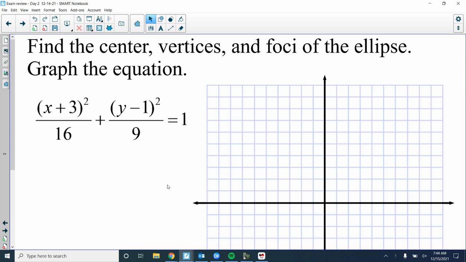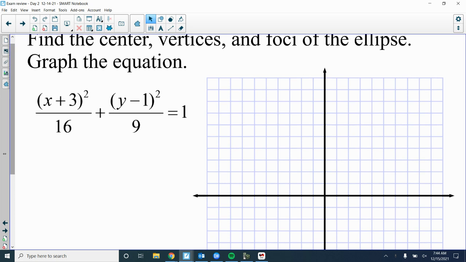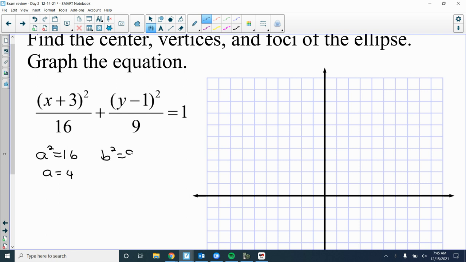So in this case here, in an ellipse, remember a squared is always the bigger one. So a squared equals 16, which means a is 4. B squared is the smaller one. B squared is 9, B equals 3. My center is -3, 1. So I'm going to plot that.